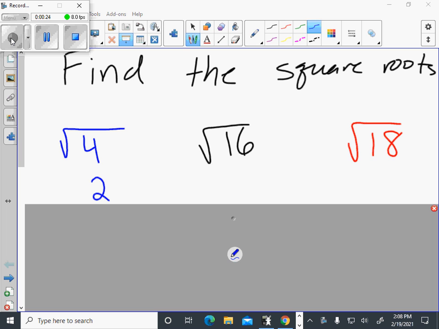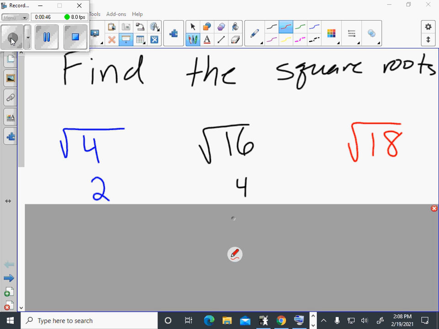2. The square root of 16 is equal to 4. And the square root of 18, there's no perfect number that goes in there. It's just a little above 4. So we're going to break this down. We're going to say, what perfect square goes into 18?